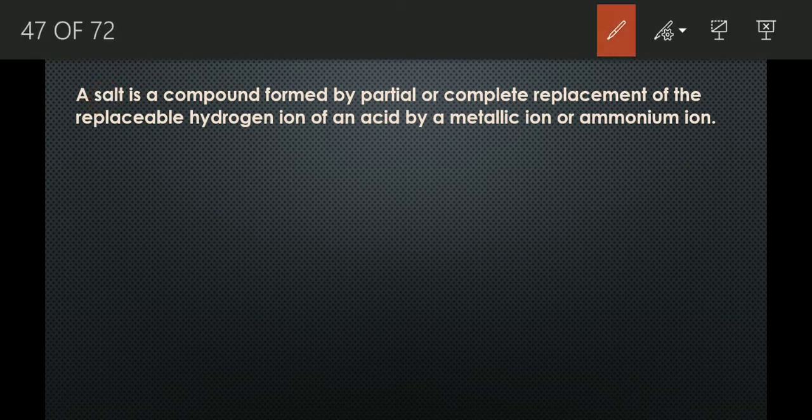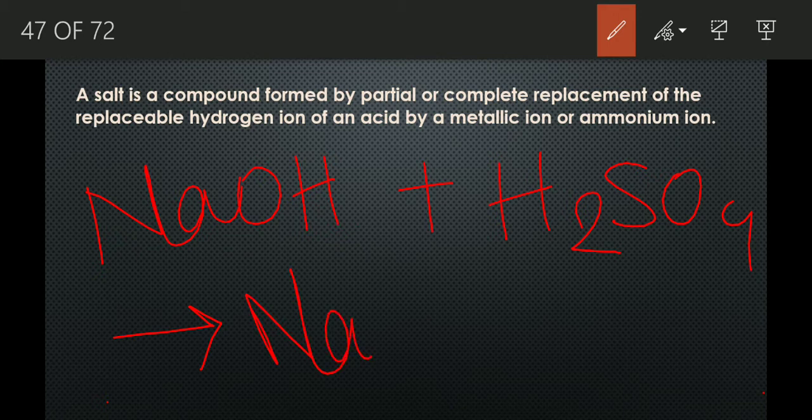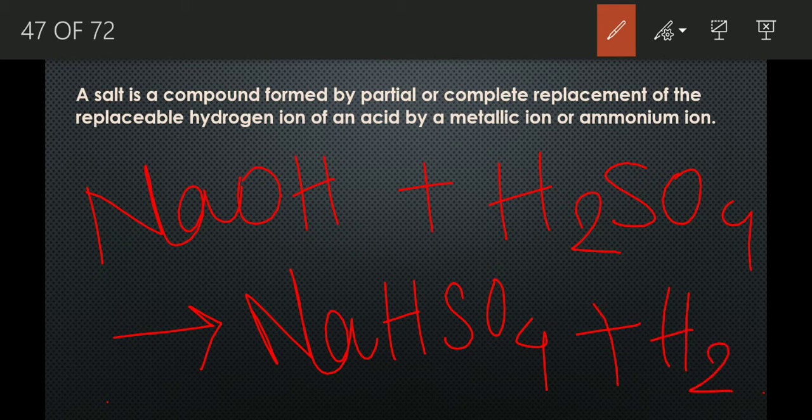So let's take an example. Suppose NaOH, sodium hydroxide, reacts with an acid, H2SO4. It forms sodium bisulfate, NaHSO4, which is a salt, and water. Here in this case, there is partial replacement of the hydrogen ion. Why? In H2SO4, there are a total of 2 hydrogens which can be replaced, but the salt which is formed contains one replaceable hydrogen ion. That means only one hydrogen ion has been replaced.